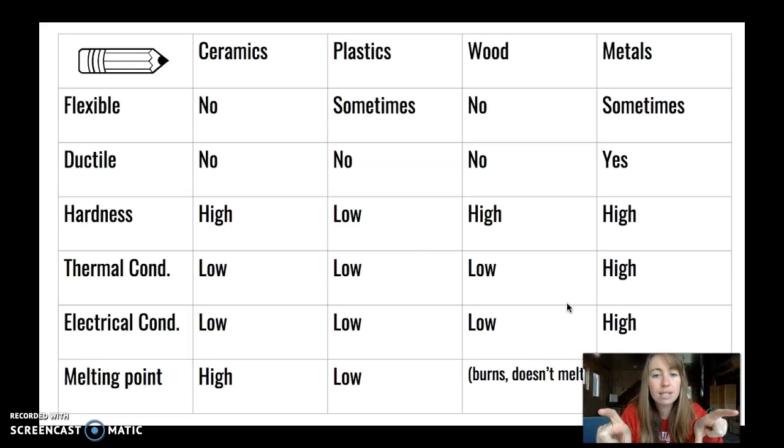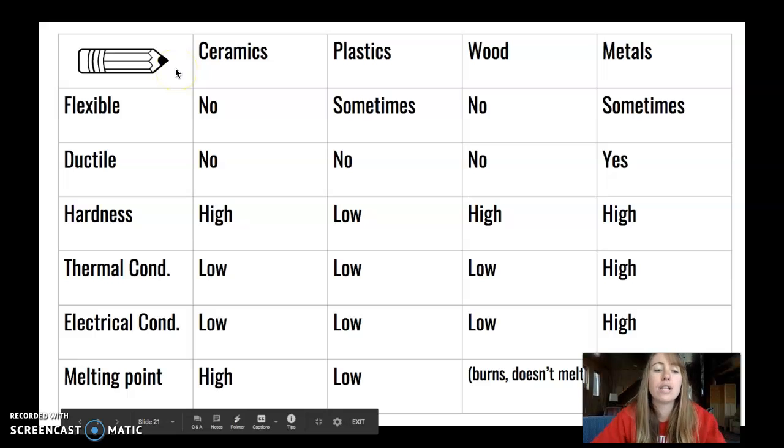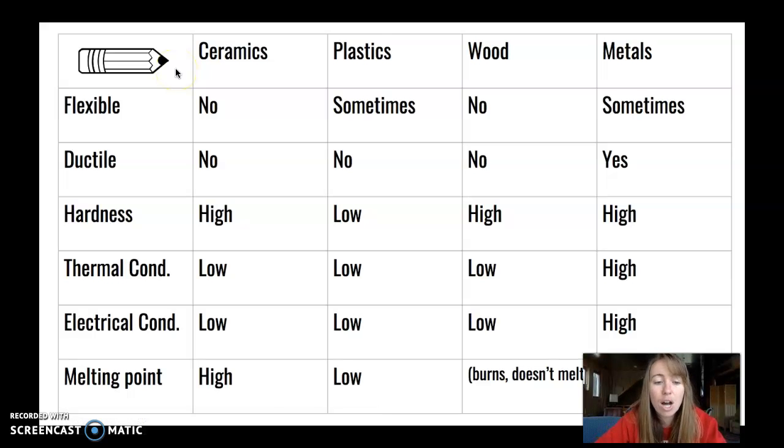Okay, now this looks like a lot to write down, but I promise it's less than what it would have been if I had kept Mr. X's slides. So instead of writing a paragraph about each material, we're just going to write down this table, which tells us about the properties of 4 different materials. So the materials are up at the top: ceramics, plastics, wood, and metals. And then the properties are over here: flexible, ductile, hardness, thermal conductivity, electrical conductivity, and melting point. And again, that's standing for conductivity.